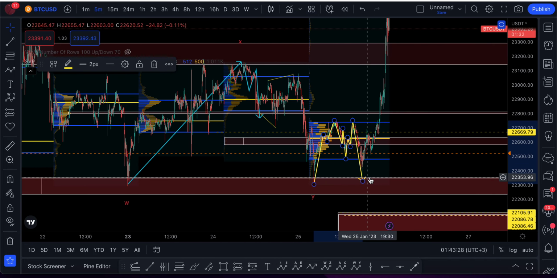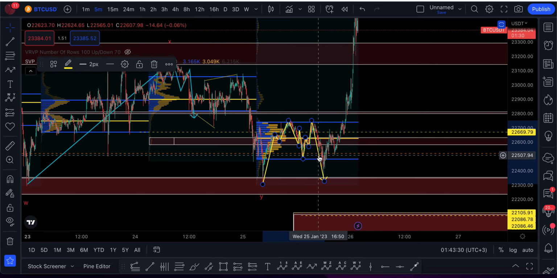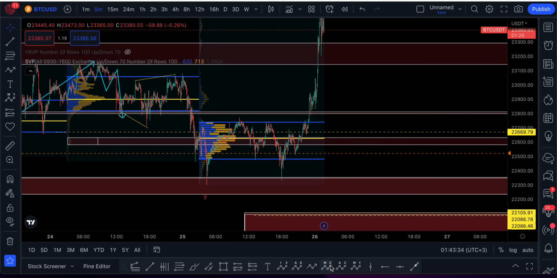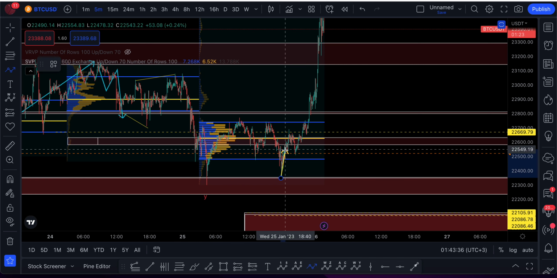So when we bounced here, I waited for price to come up, gain this value area low, it tested the POC, came back down, and when I saw this bounce, right, I still waited because I started feeling that it's bearish.